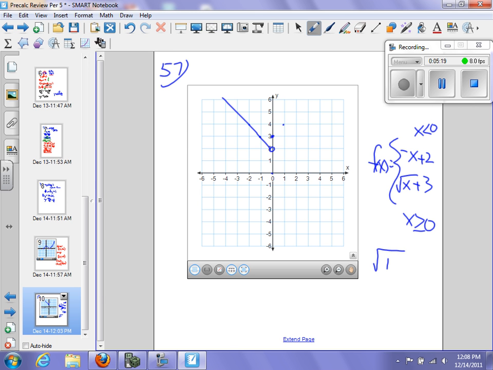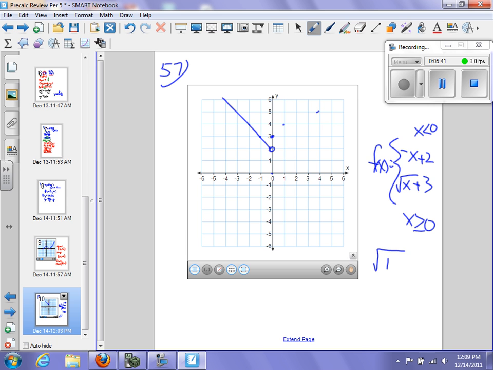You're double checking? I think it's a good idea. It's always a good idea. Oh, okay. So if x is equal to 4, the square root of 4 is 2, and 2 plus 3 is 5, right? So where x is equal to 4, my f of x is going to be 5.